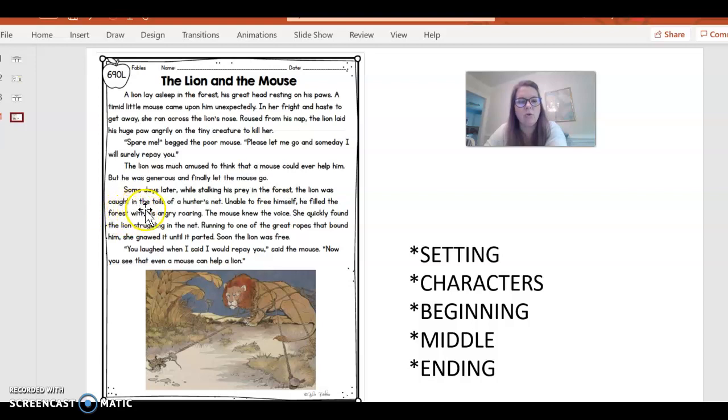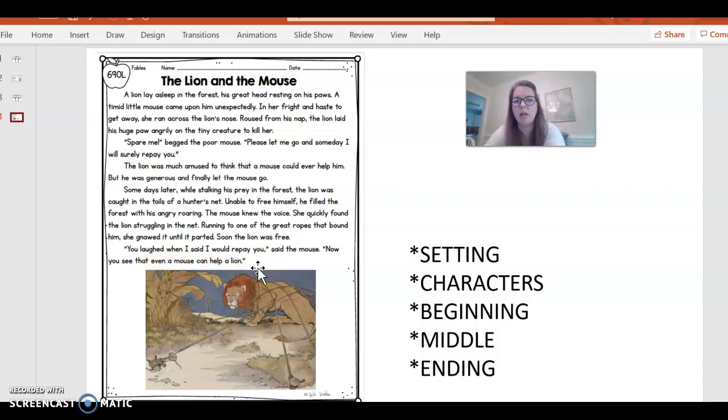was caught in the toils of a hunter's net. Unable to free himself, he filled the forest with his angry roaring. The mouse knew the voice. She quickly found the lion struggling in the net. Running to one of the great ropes that bound him, she gnawed it until it parted. Soon the lion was free. "You laughed when I said I would repay you," said the mouse. "Now you see that even a mouse can help a lion."